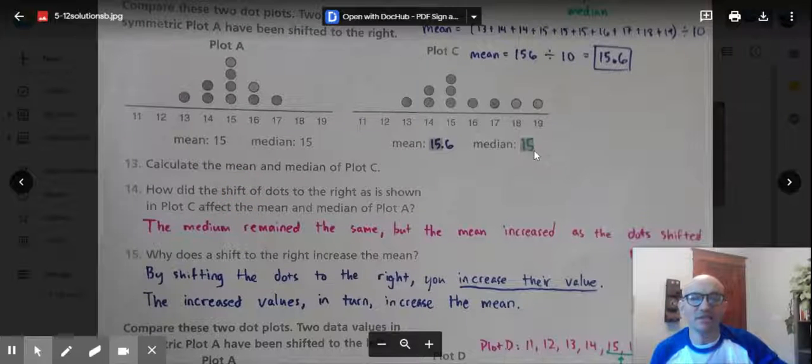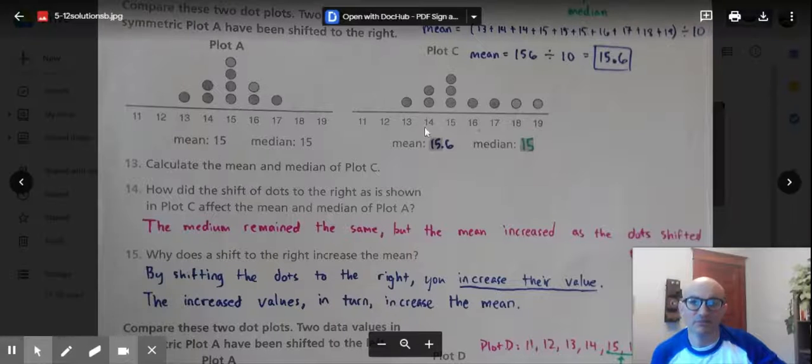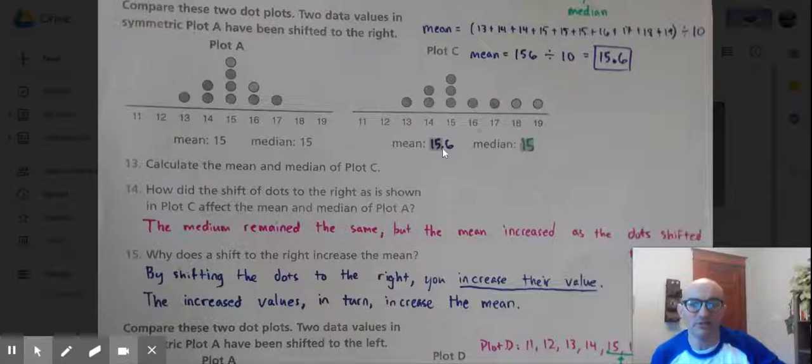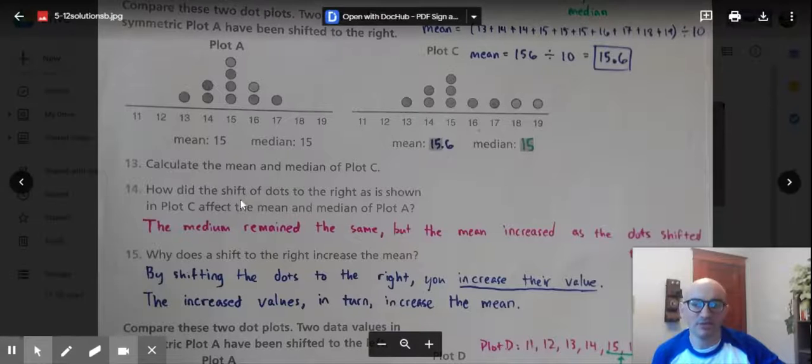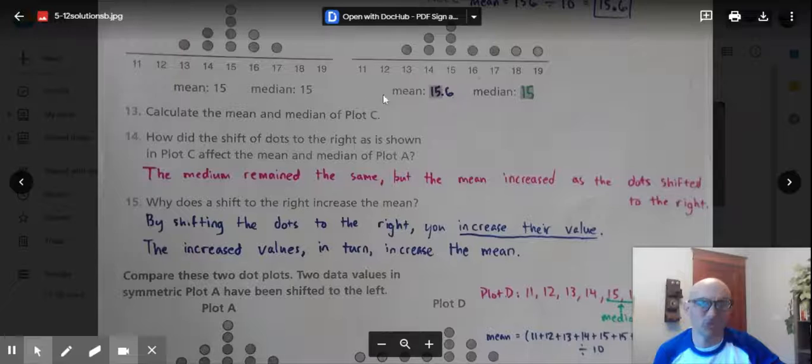Well, once again, the median remained the same, so it didn't change the median at all. But the mean increased. We went from 15 to 15.6. We know that 15.6 is larger than 15, so it increased a bit. Okay, and that's all we have to write. We just are writing the trend or the behavior, if you will, that we see.